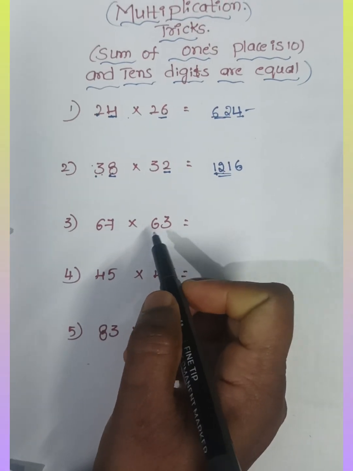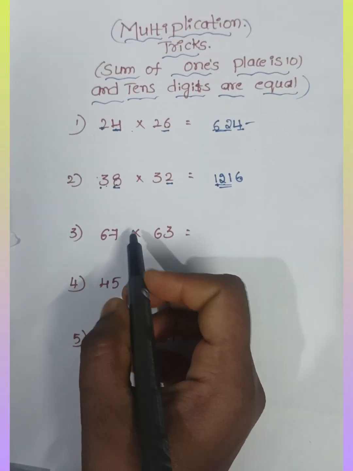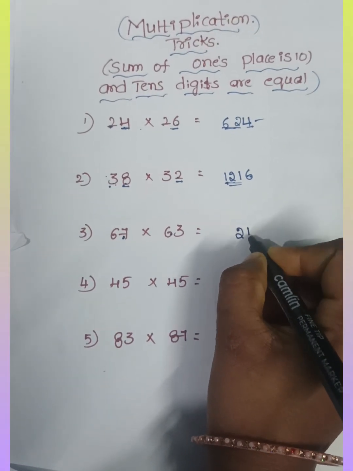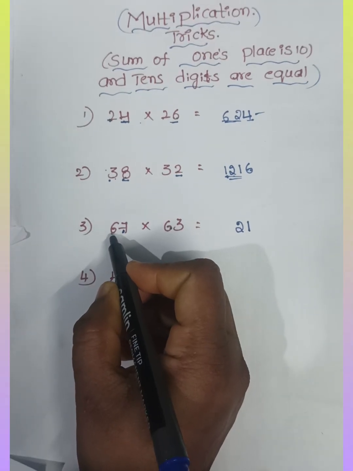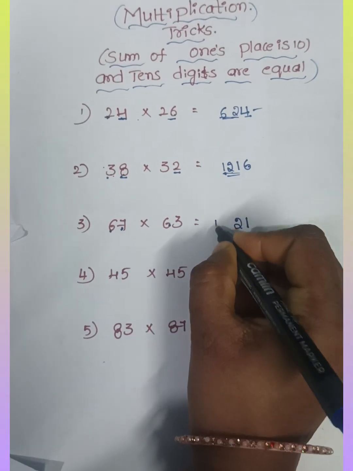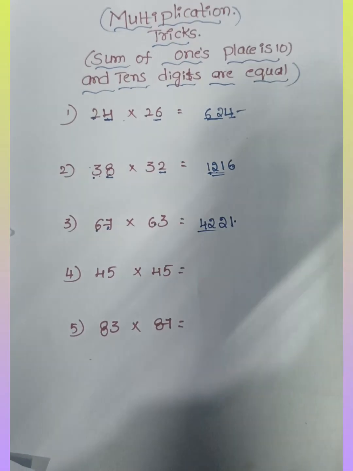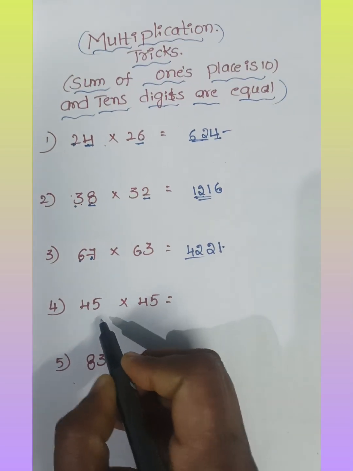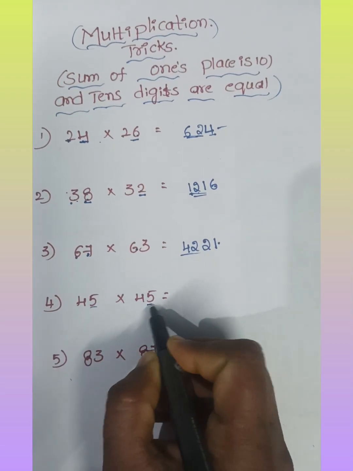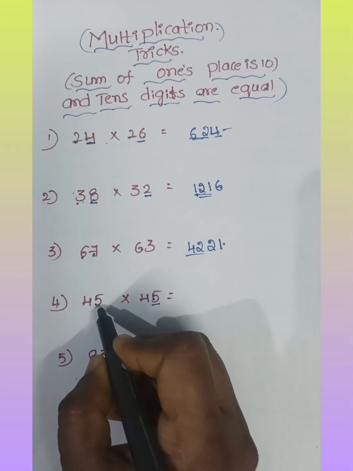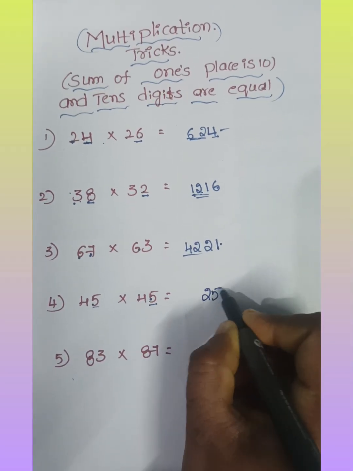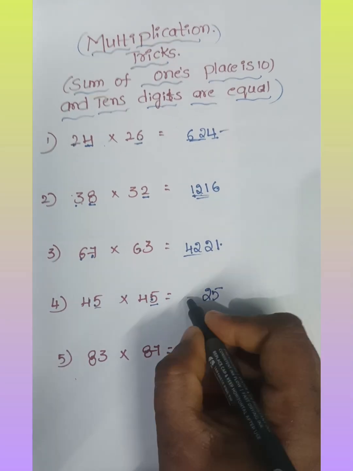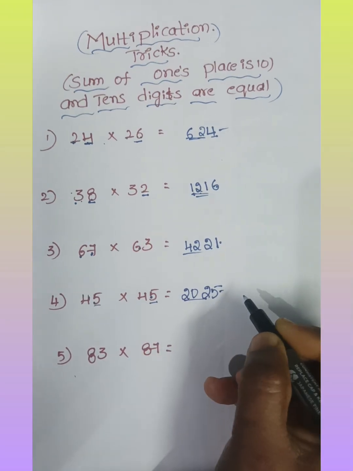Next one, 67 into 63. Here also, what will we do? Multiply the last two digits. 7 into 3, 7 threes are 21. And what will we do? Multiply 6 into 7, 6 sevens are 42. And the next problem is 45 into 45. So here, 45 into 45. Multiply the last two digits. 5 into 5 is 25. And what do we have to do next? The next step is to multiply this 4 with the next number. 4 fives are 20. 2025 is the answer.